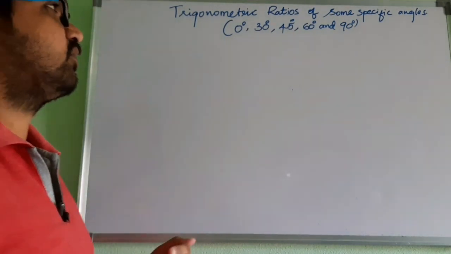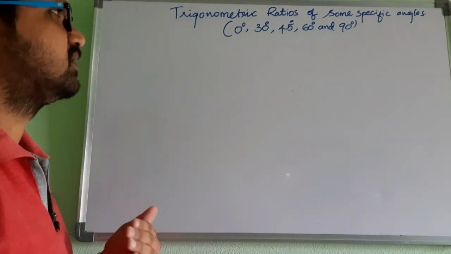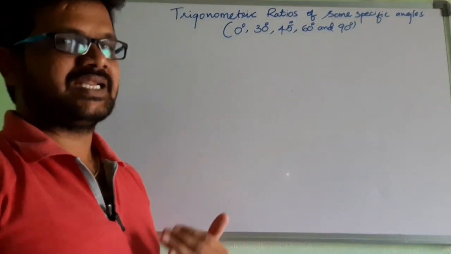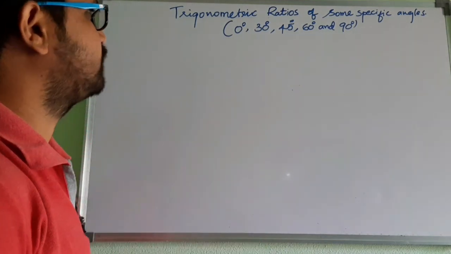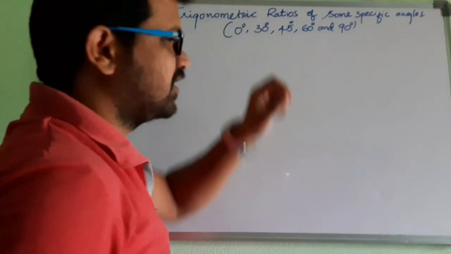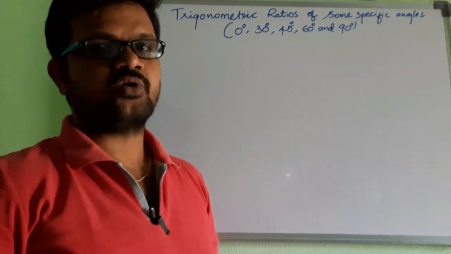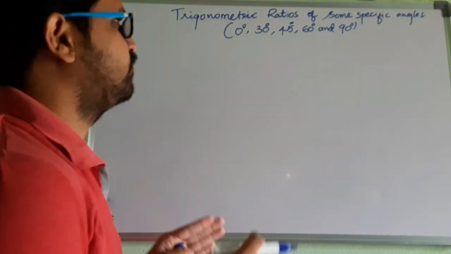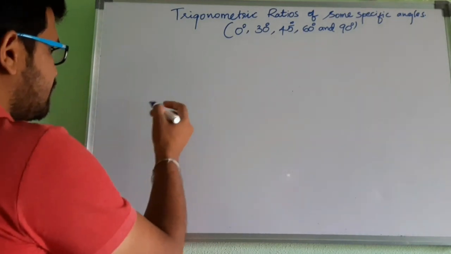Trigonometric ratios of some specific angles. What are the trigonometric ratios? Sine, cos, tan, cot, secant and cosecant. It means we have to find the values of sine 0 degrees, cos 30 degrees, tan 45, secant 60. So we have to find the values of these specific angles, right?